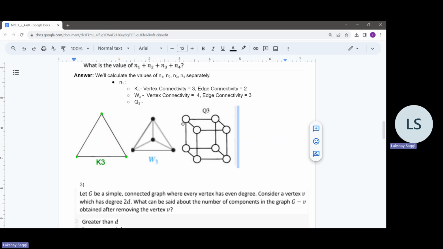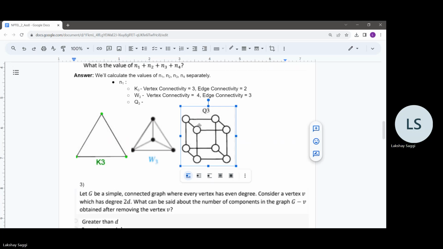So this is the Q3 graph. And now in this Q3 graph, we'll again need to find out what's the vertex connectivity.